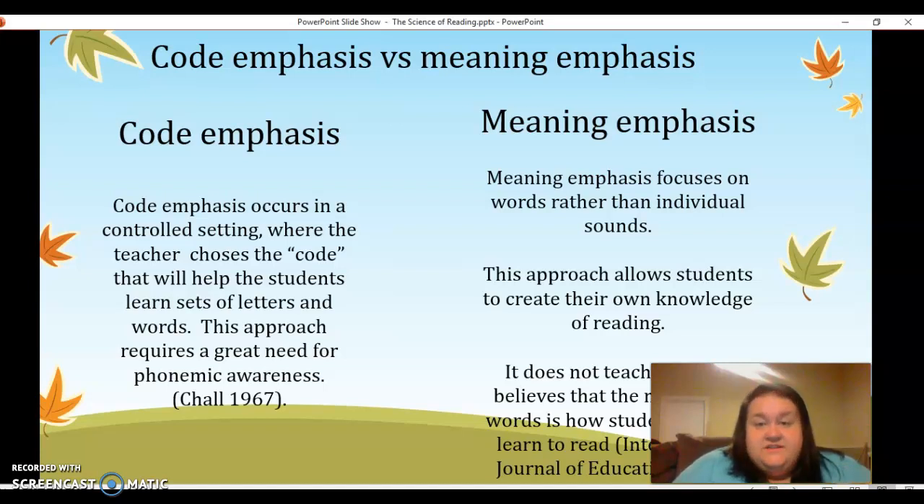Now we will discuss code emphasis versus meaning emphasis. Code emphasis is when it requires the student to learn a set of letters and sounds or words by code. The code can be set by a teacher or a lesson, but it's always in a controlled setting. The reason why a lot of people like code emphasis is because it has a great deal to do with phonemic awareness, whereas meaning emphasis focuses on the meaning itself, and the child figures out how to read by themselves or by the meanings of words and not by trying to sound the word out for himself. So code emphasis has had a lot more success and achievement than meaning emphasis has.